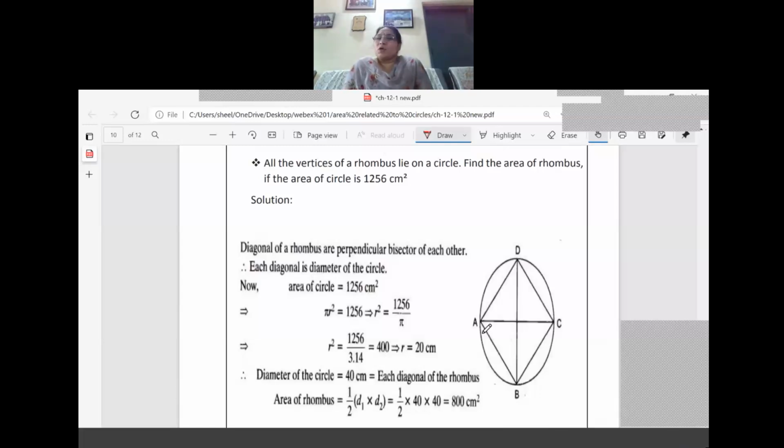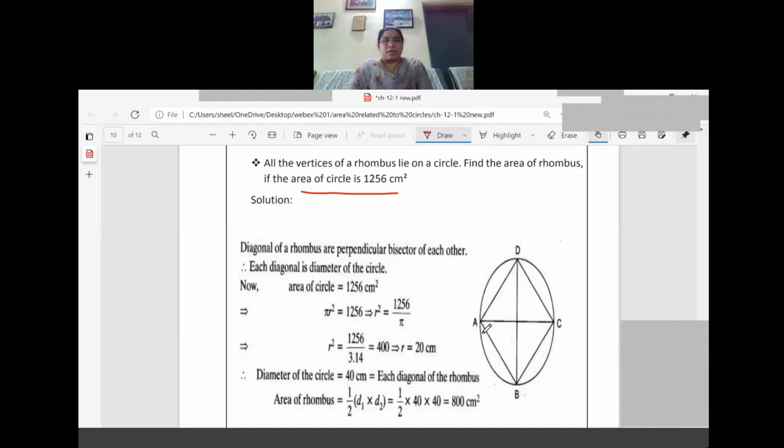All the vertices of a rhombus lie on a circle. Find the area of the rhombus if area of the circle is 1256. So what is given in the question? Area of the circle. Diagram is already given to you. All the vertices of a rhombus lie on a circle. That means A, B, C and D lie on the circle only, and area of the circle is given.